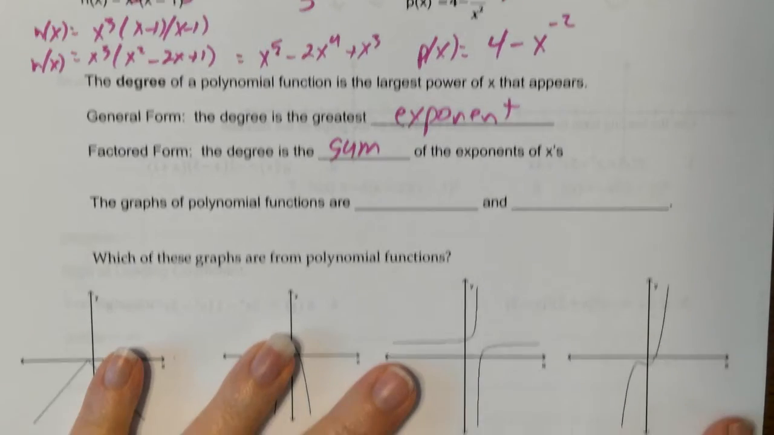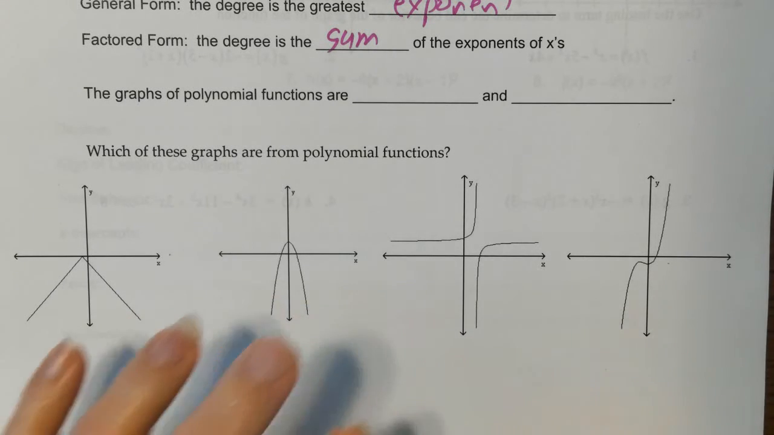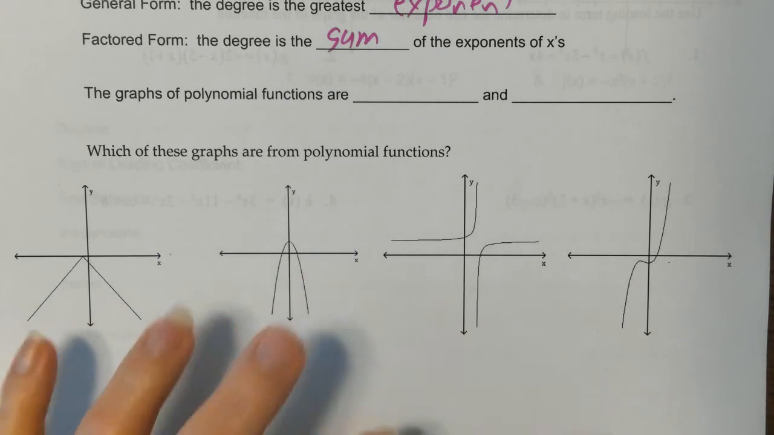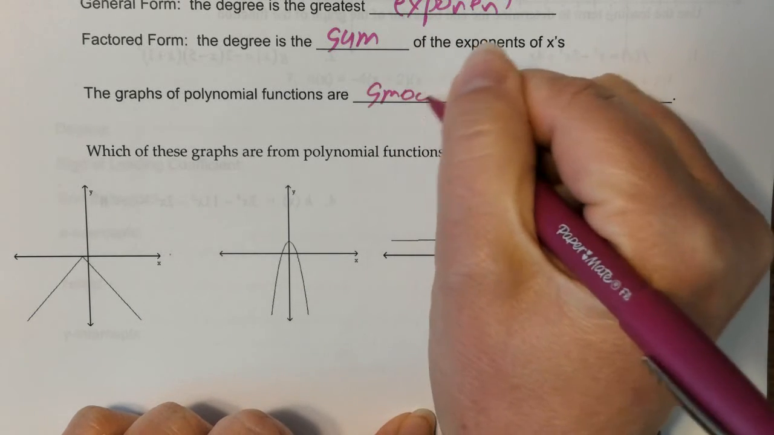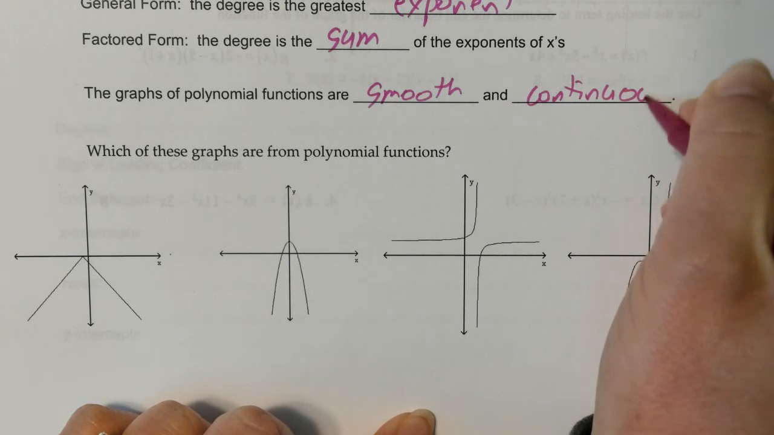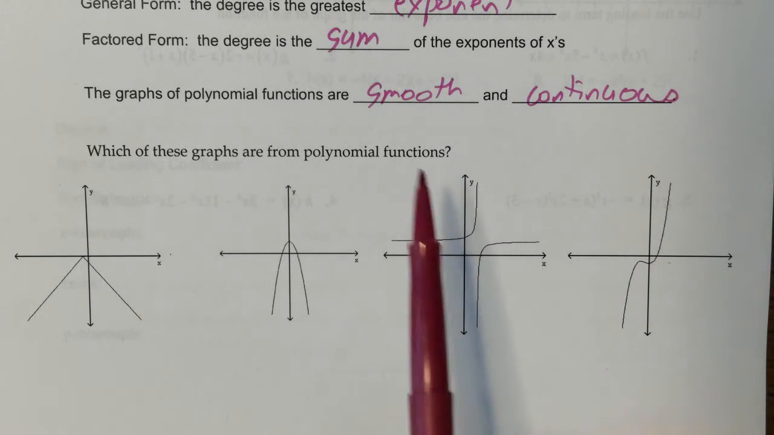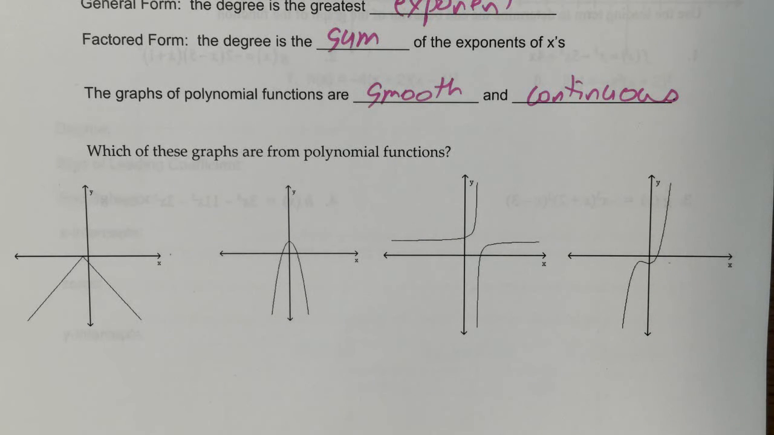When we're looking at a graph, for example, if I gave you these graphs, I did not give you the equation that produced these graphs. Some of them you may know or have an idea what the equation is, but they did not give us the equation. So when we look at a graph, we know it's a polynomial function if the graph is smooth and continuous. If the graph is smooth and continuous, then we know we're dealing with a polynomial function.